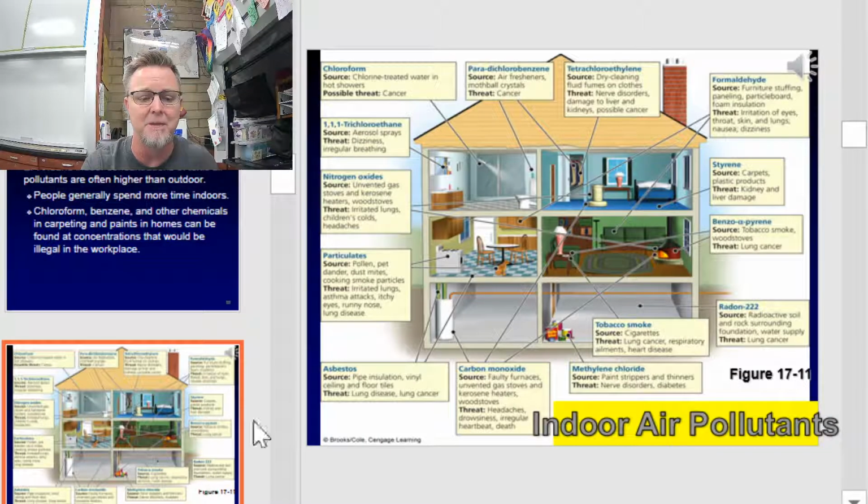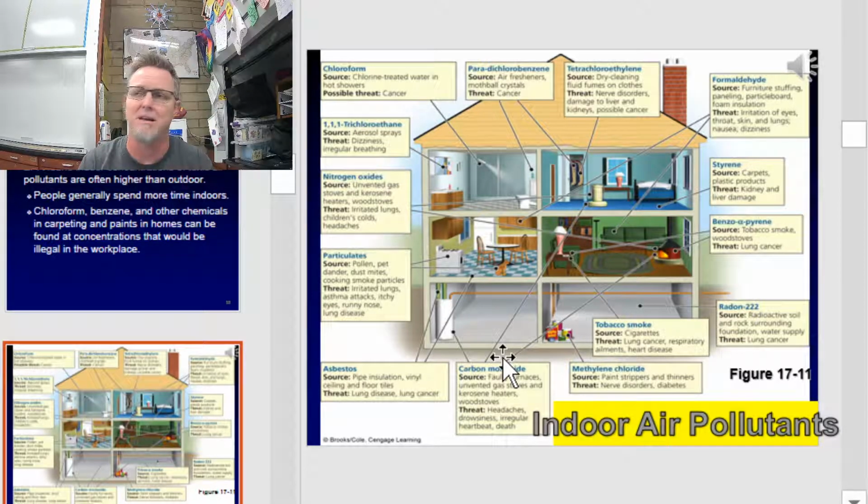So let's look at the laundry list of indoor air pollutants from a single slide in this PowerPoint. This is like an all-in-one. You've got this picture also in your textbooks, so check it out. You need to make sure you study the names of these air pollutants, where they come from, and the threats that they create.